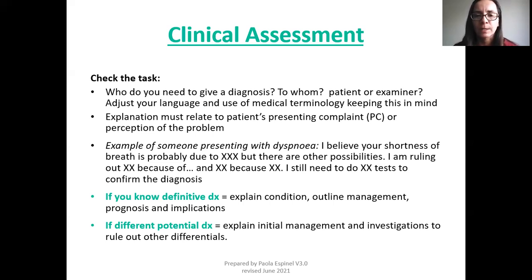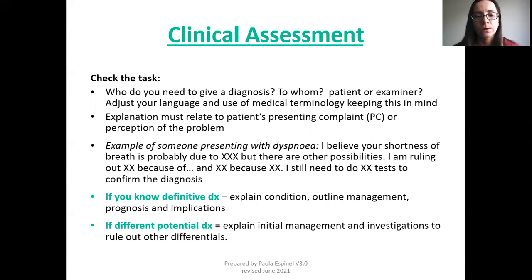So if someone is presenting with dyspnea, you can say, I believe the shortness of breath is probably due to this, but the other possibilities are, and say, I'm ruling out this because you don't have this in the exam, or I don't believe it's this because you don't have these symptoms. So it's more about, depending on the case and the information that you have gathered, how you best explain what you think is the diagnosis. You can say there are more tests to be done to confirm a diagnosis, but I know it's not this, I'm ruling out this, and always keep the order of probability in your mind.